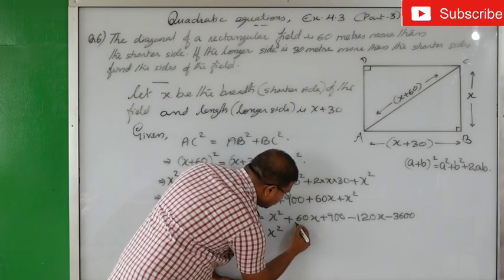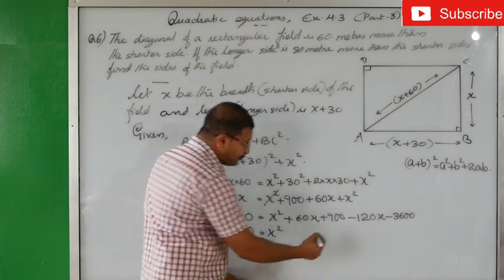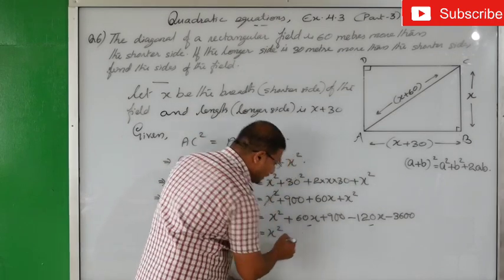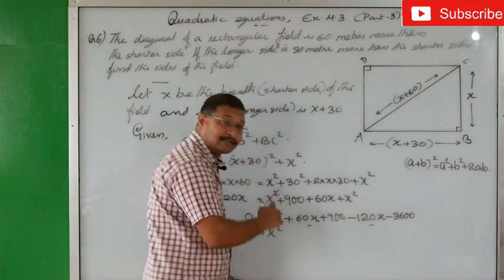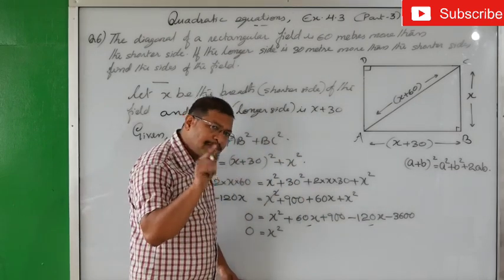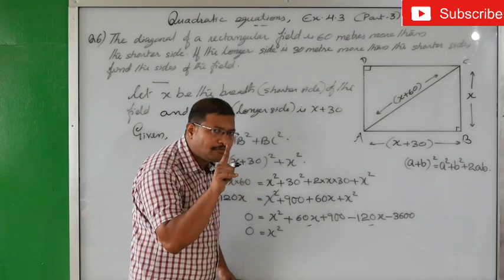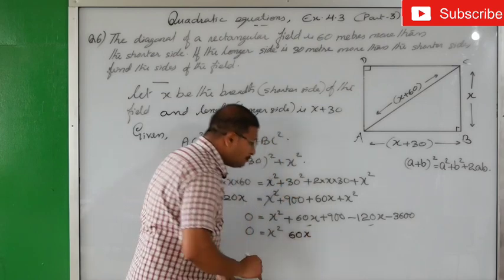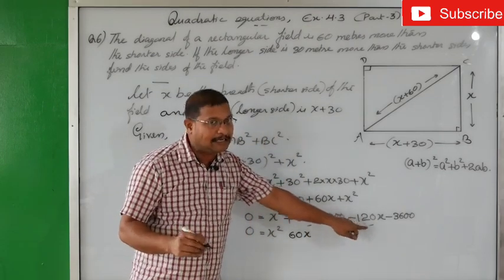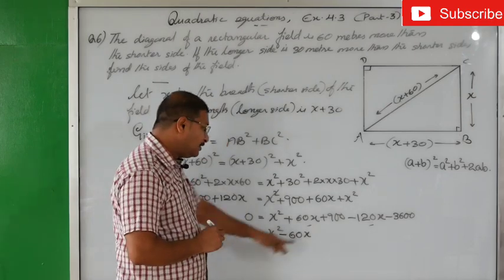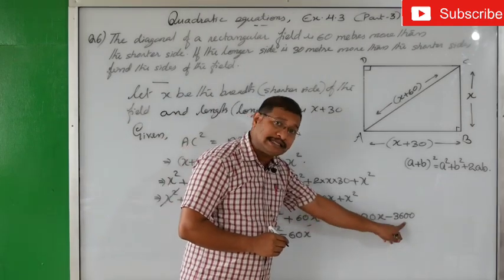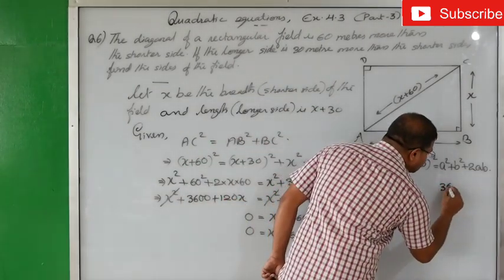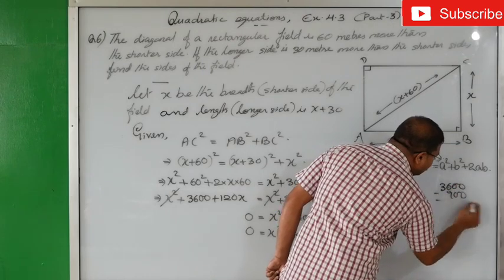Now see, 60x plus, minus 120x. Plus and minus. What you will do? See, these two are same term. So 60 and 120, plus and minus. What you will do? Minus. So 120 minus 60. How much you will get? 120 minus 60. How much? 60. That is 60x. But the bigger number is 120. That is minus. So the answer is minus 60x. After that, 900 plus and 3600 minus. Plus and minus. What you will do? Minus. That means 3600 minus 900. How much you will get?